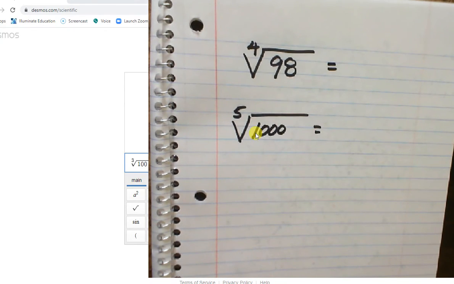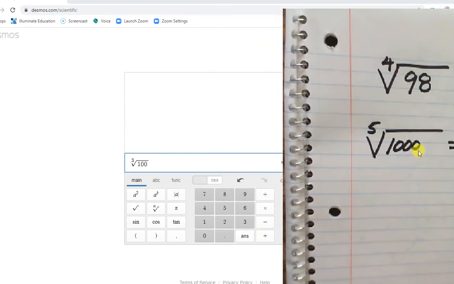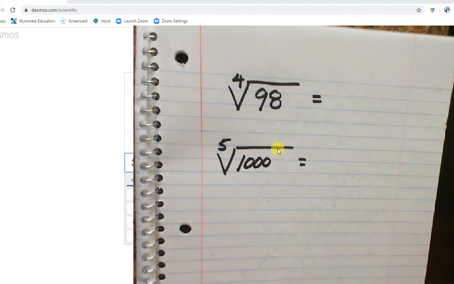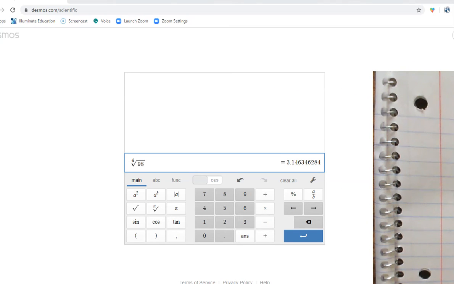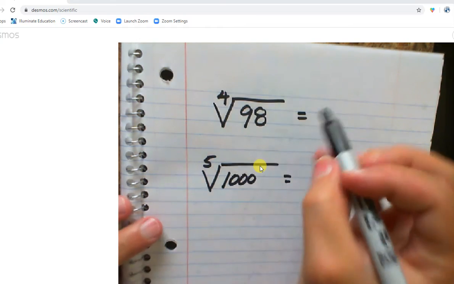The fourth root of 98, well, let's go find that. Fourth root of 98. Fourth root of 98 is 3.14. Check that out. It turned out to be pi. Almost pi. 3.14. It's pretty close to pi. The fourth root of 98 is 3.14, or with the correct rounding, it'd be 3.1.